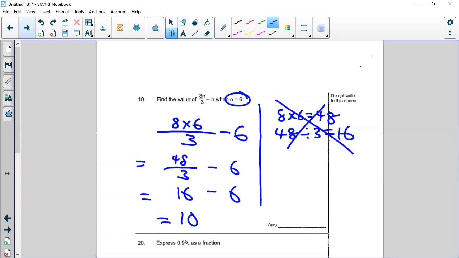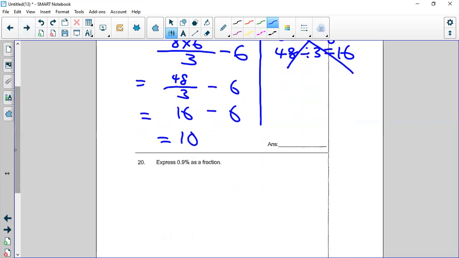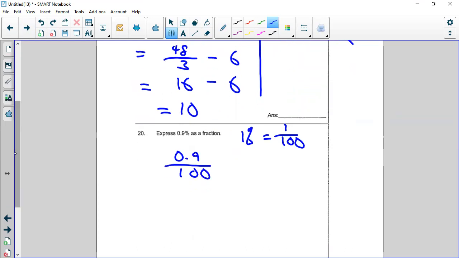Okay, question 20. This one, some of you are confused. How do you change a percentage into a fraction? 1%, what is the fraction? Just 1 out of 100. Every time you want to convert percent to fraction, just out of 100. So if 0.9%, also the same, out of 100. And what is 0.9 over 100? It means 0.9 divided by 100, because fraction is dividing.